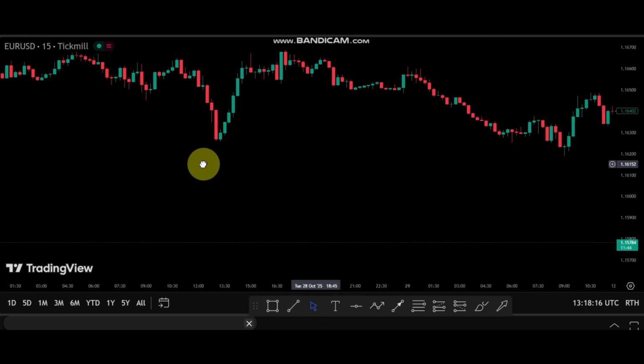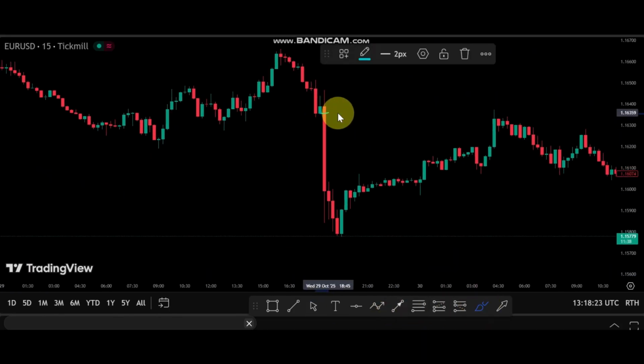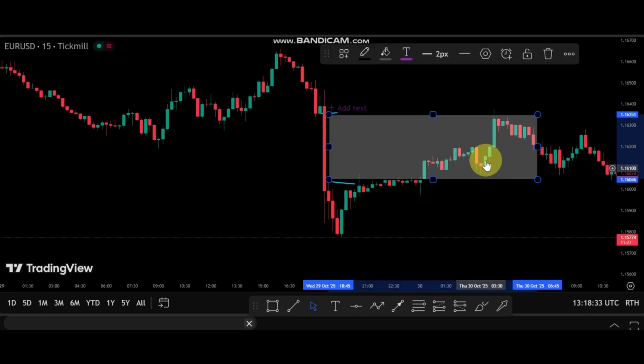Also in this example, you can see the wick of this candle and the wick of this other candle do not meet. There is a space in between. You can see price coming back to feed this particular space, feed this imbalance. So these are the principles of SMC.